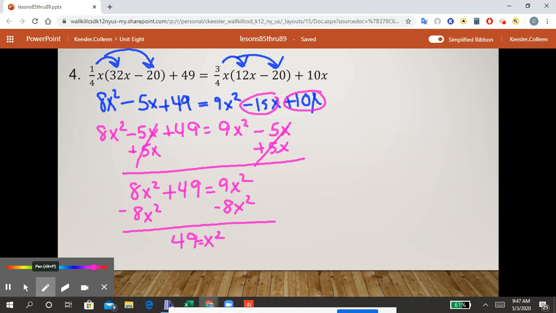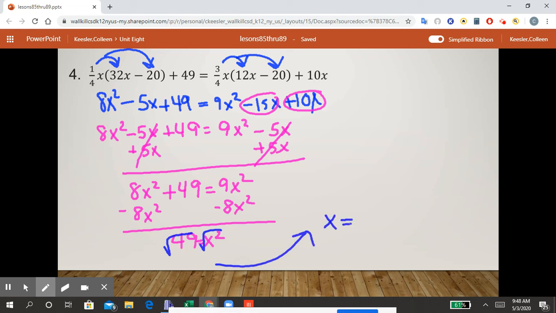So our last step is to take the square root. And as a reminder, every square root has two answers. It's positive and negative 7, because the square root of 49 is 7. Done. All right, so these aren't too bad.